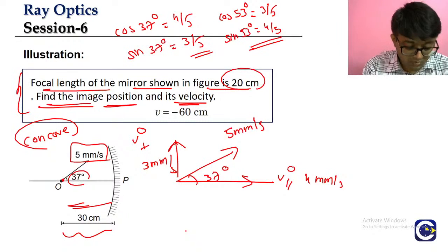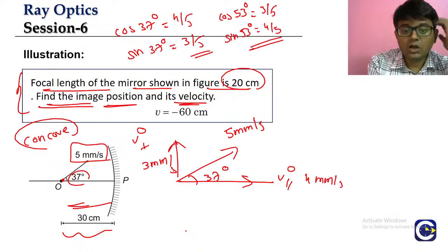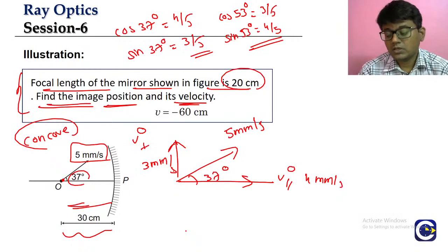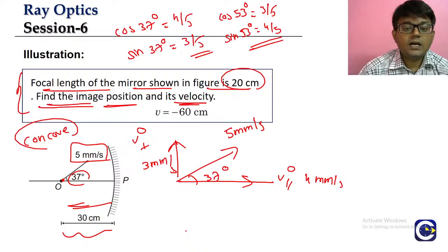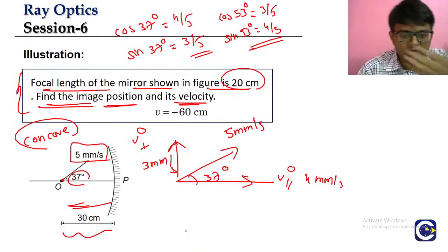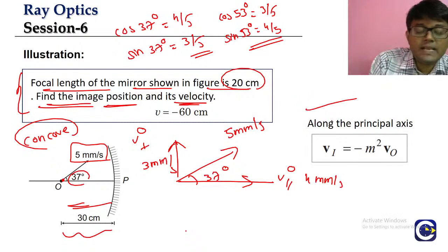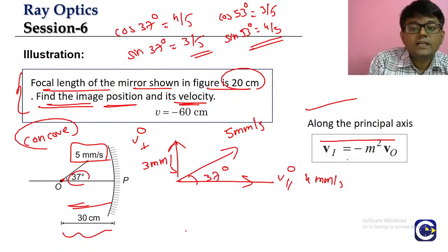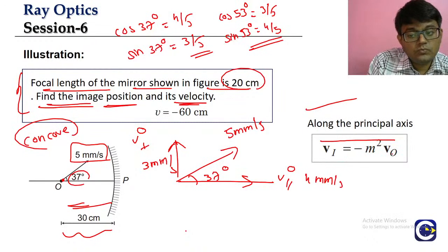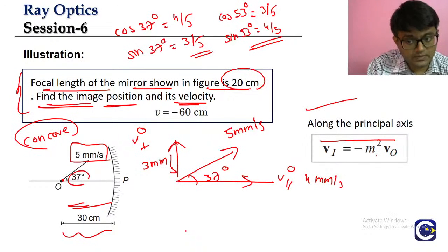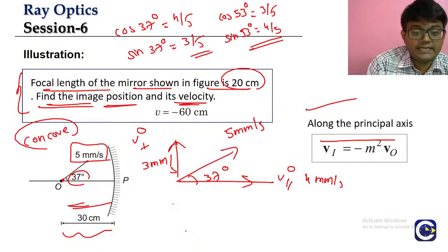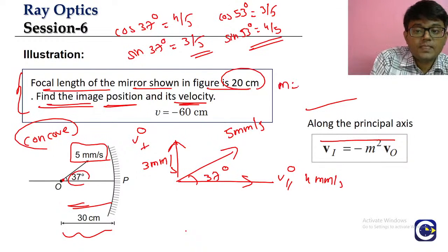Now let us come to the very important part. We have to talk about the relation between the image velocity and the object velocity. For that we already have a formula. Along the principal axis, the image velocity is equal to minus m square into v naught, the object velocity, correct? So here we should first get m. What is m? Minus v by u. V is what?